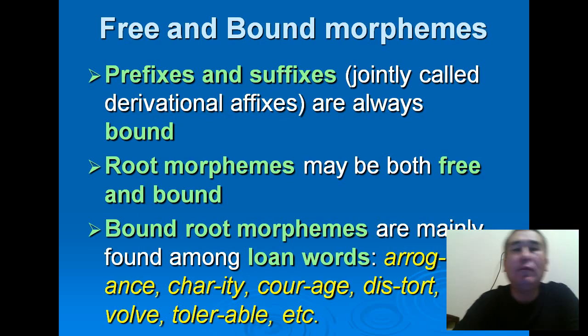Free and bound morphemes. Prefixes and suffixes, jointly called derivational affixes, are always bound. Root morphemes may be both free and bound. Bound root morphemes are mainly found among loan words. For example, arrogance, charity, car, courage, distort, involve, tolerable, and so on.